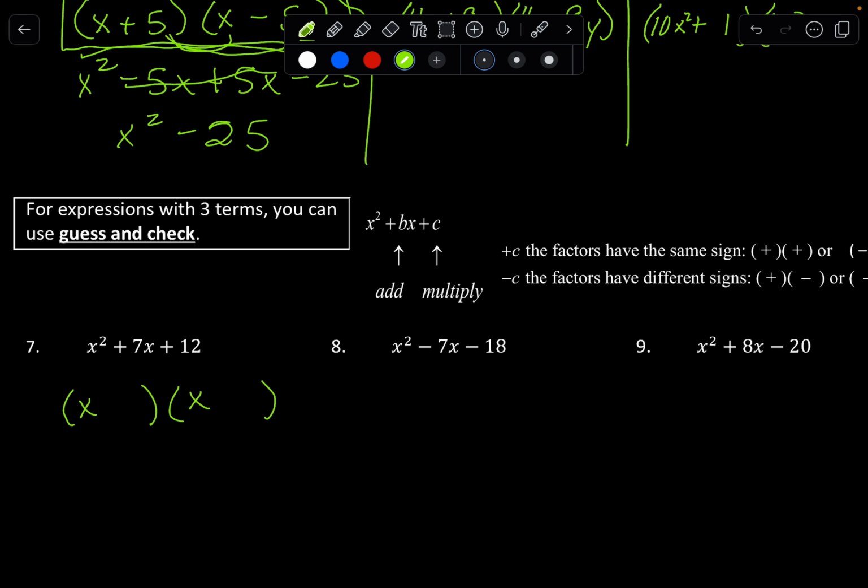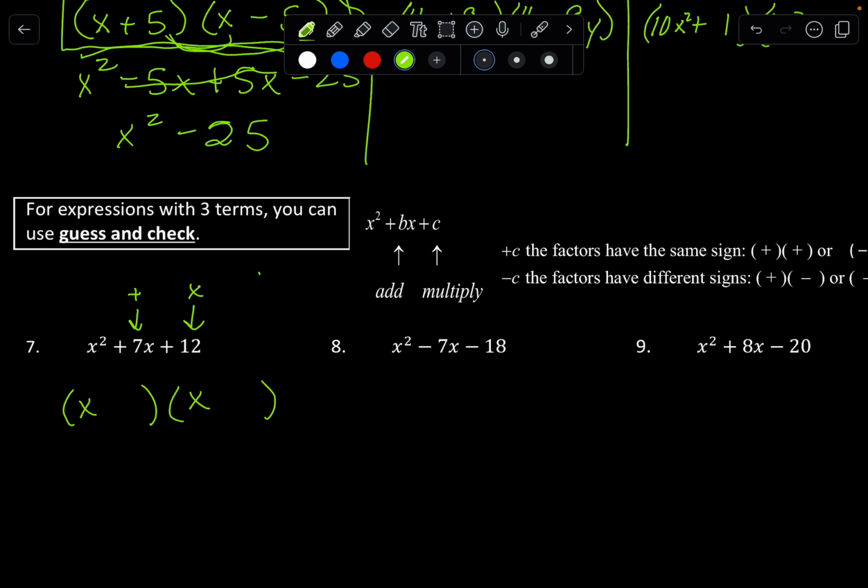The harder thing on this is we're looking for numbers. The numbers that follow are going to be numbers that add to be the number in the middle and then multiply to be the number at the end. So what we're looking for is two numbers that multiply to be a 12 and add to be a 7.